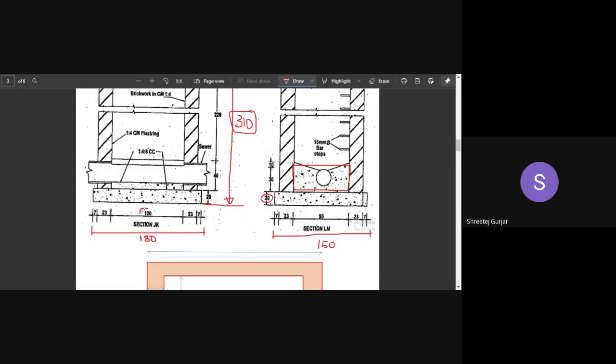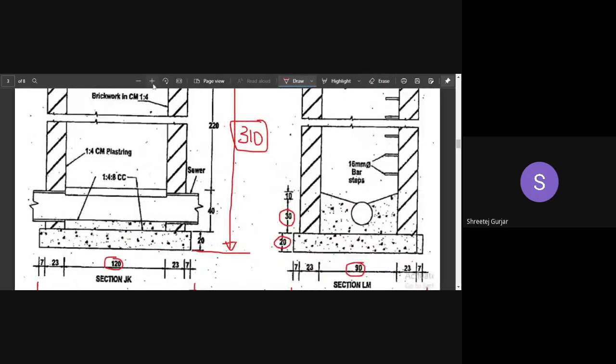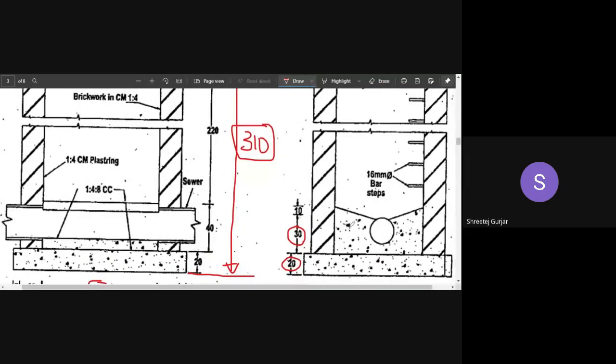So 120 and 90. And what is the height we will look into? So height is 30. 30 is the rectangular part, and then 10 is the slope which we have provided. So this 30 is for the rectangular part, height of this is 30, and then we have this 10 which is for the triangular part. One is this side and one is this side.